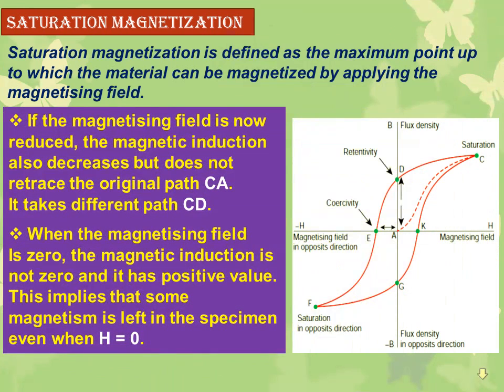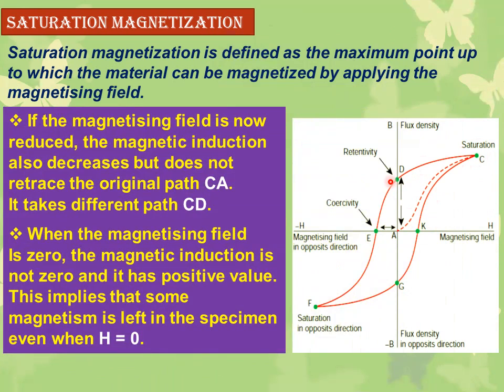Then, if the magnetizing field, after reaching the saturation level, is reduced, the magnetic induction also decreases but does not retrace the original path. This is the original path of the iron to reach its saturated level, and when the magnetic field is reduced, it does not retrace its original path. It takes a new path, a different path from C to D.